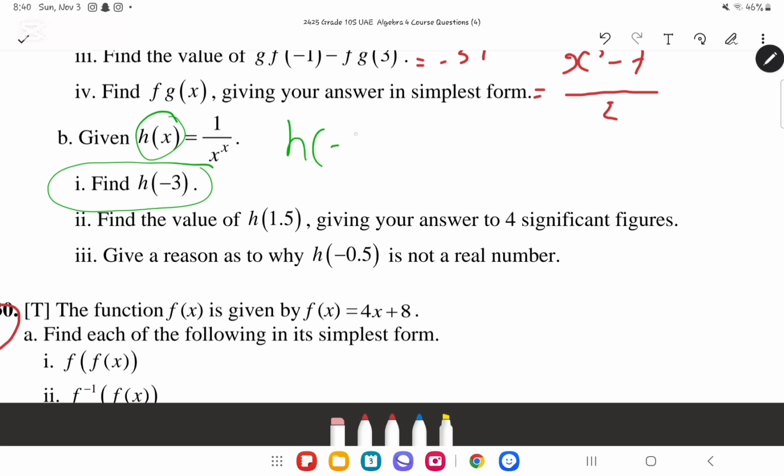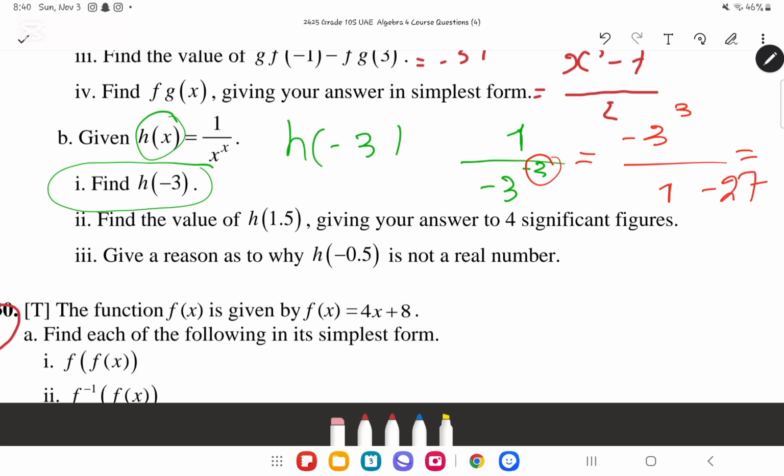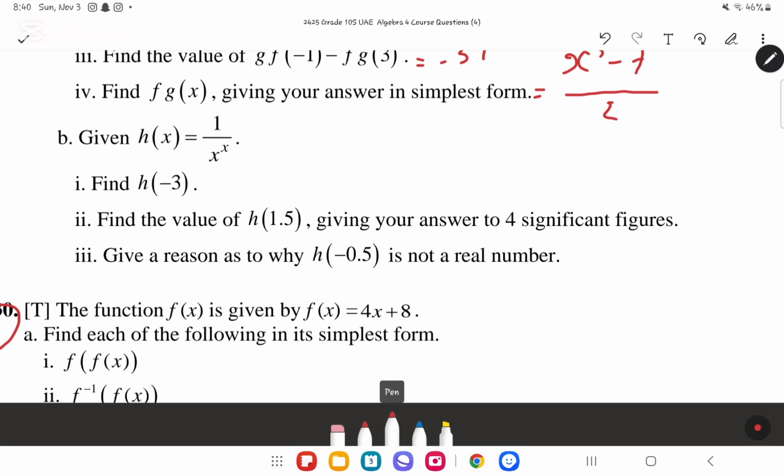So h of minus 3 is very simply 1 over minus 3 to the power of minus 3, but we can never have a negative exponent, okay? If you ever have a negative exponent, it's going to flip the fraction, so it now becomes minus 3 over 1, but minus 3 is now to the power of 3. And then you are going to get minus 27.